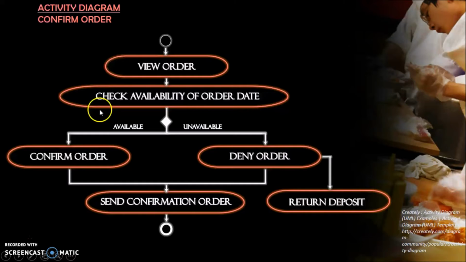So this is the activity diagram of the confirm order. First, the admin will view the order, and then next, the admin will check the availability of the order date, like I showed you before. If the date is available, the admin will confirm the order. If the date is unavailable, the admin will deny the order. For both confirm and deny, we will send the notification, we will send the order confirmation. But for a denied order, we will return the deposit to the customer.